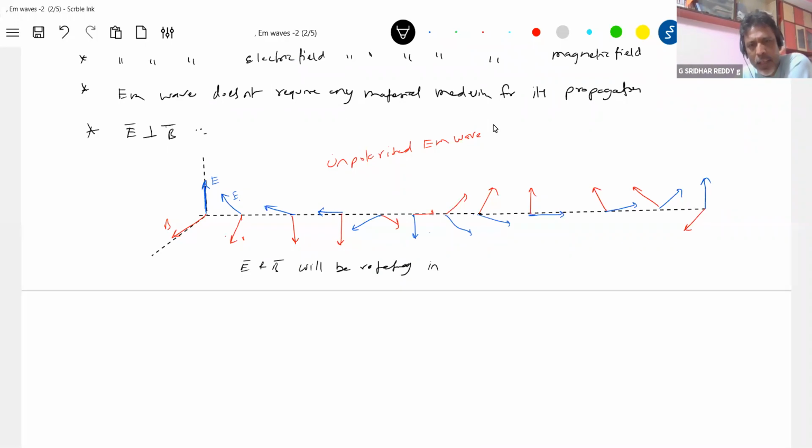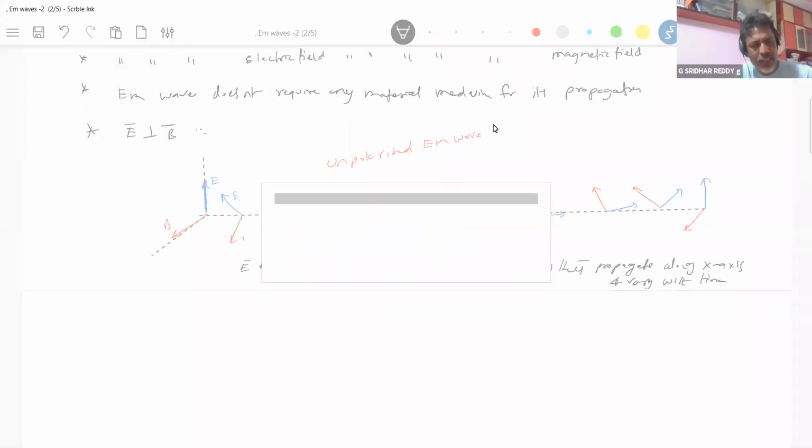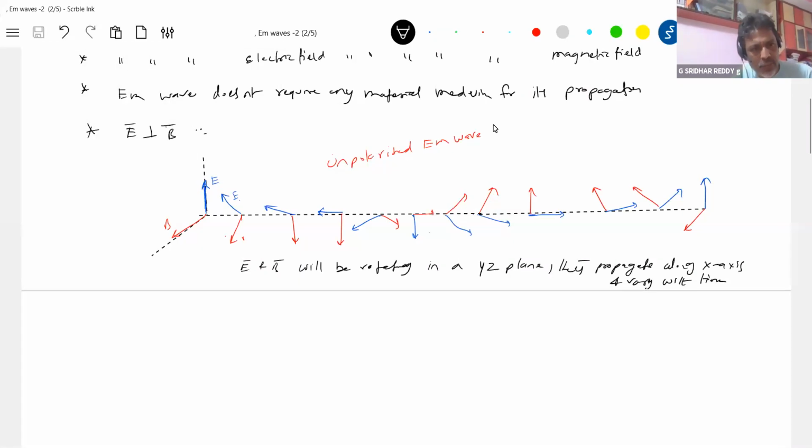E bar will be rotating in the YZ plane. This is the thing. And they will propagate along the x-axis and also vary with time. All three will occur. So in polarization, we'll focus in detail. So that's the basic idea of how an EM wave is generated.